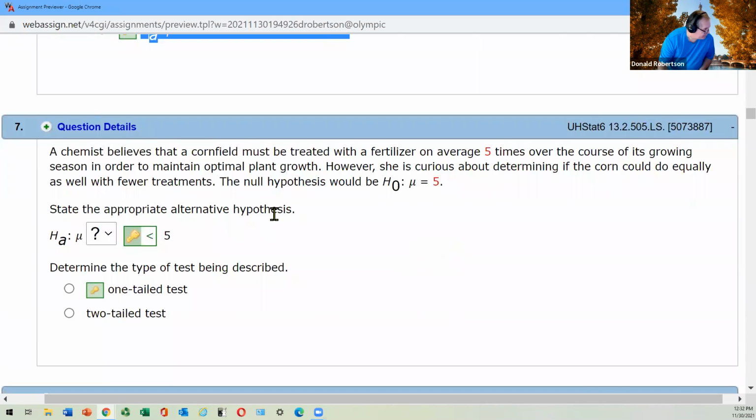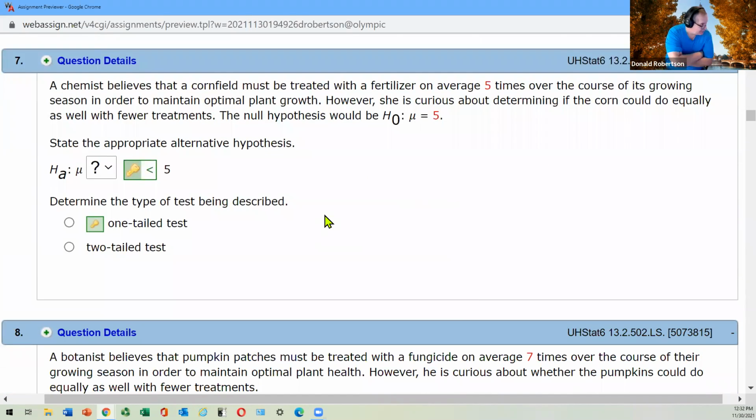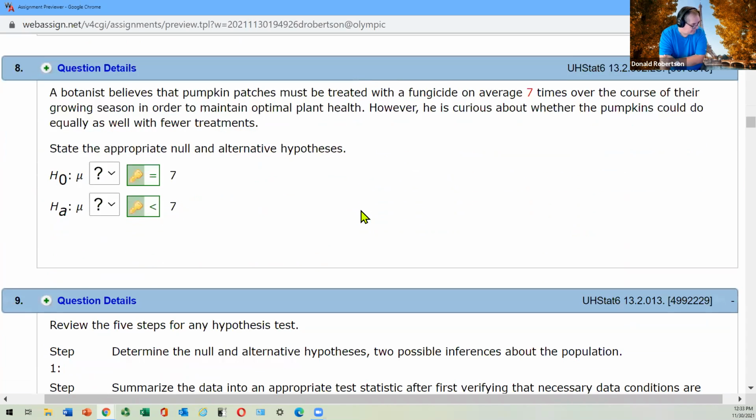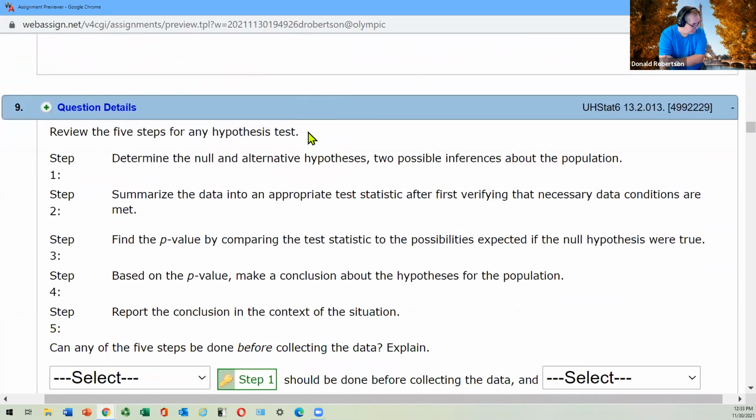Okay, a chemist believes that a cornfield must be treated with a fertilizer on average 5 times over the growing season if you want to get optimal growth. However, she is curious about determining if the corn could do equally well with fewer treatments. So the null hypothesis is you leave it as 5. The alternate, less than 5. And that's a one-tailed test. And there's a similar question, so I'll just skip by that one.